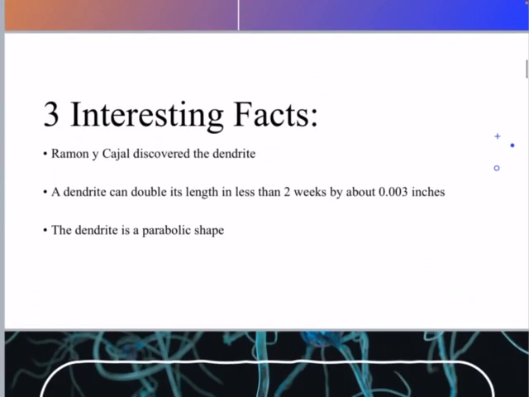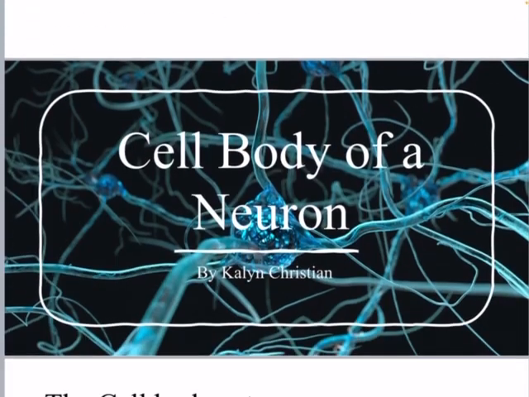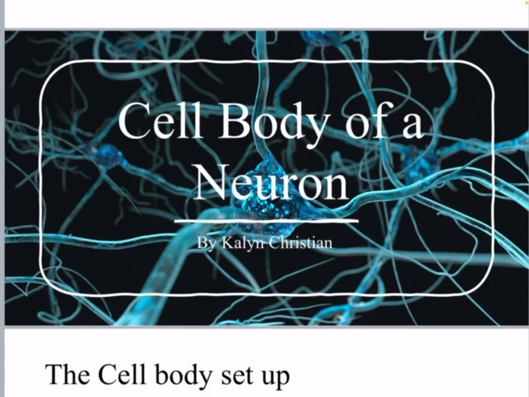Three interesting facts. Raymond K. Joule discovered the dendrite. A dendrite can double its length in less than 2 weeks by about 0.003 inches, and the dendrite is a parabolic shape.